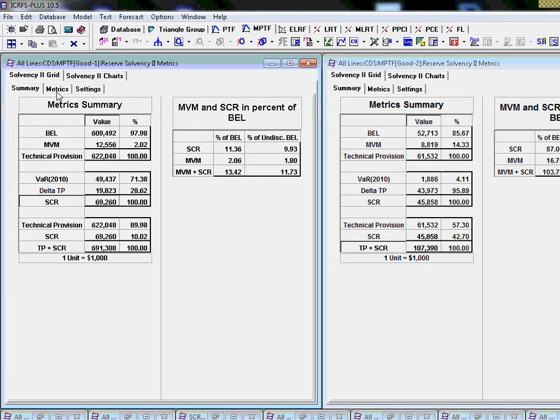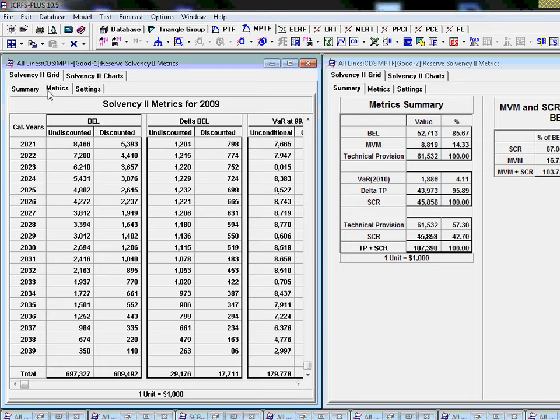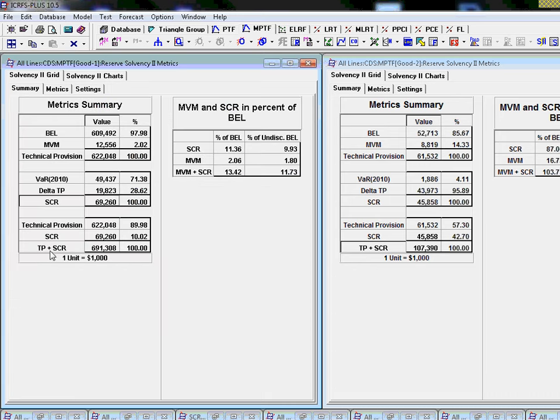Now, for the undiscounted reserves, if we go to the metrics tab, we're looking at a figure of 697 million, and we compare that to our figure of technical provisions plus SCR, which is 691 million. So the difference is a relatively low percentage. And why do these figures end up being the same?